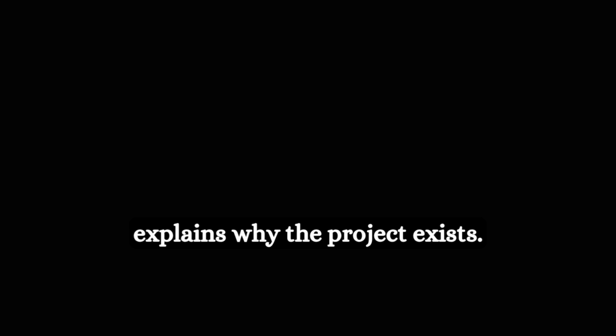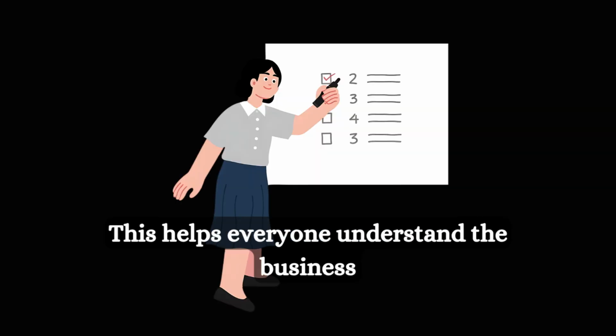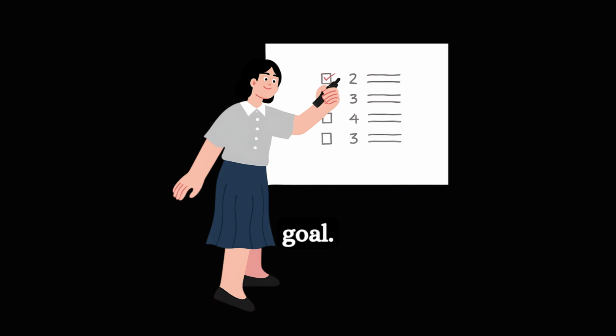BRD Section 2: Business Objective. This section explains why the project exists. Example objective: to enable customers to perform banking transactions using a mobile application. This helps everyone understand the business goal.